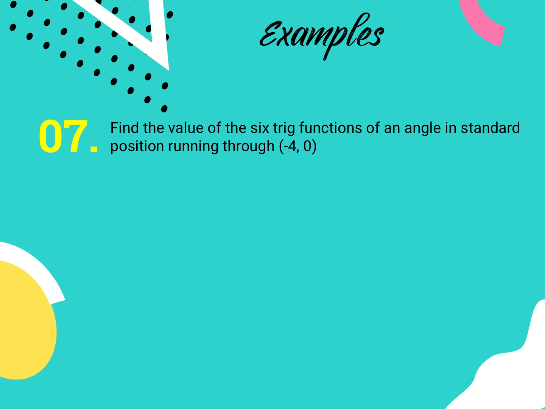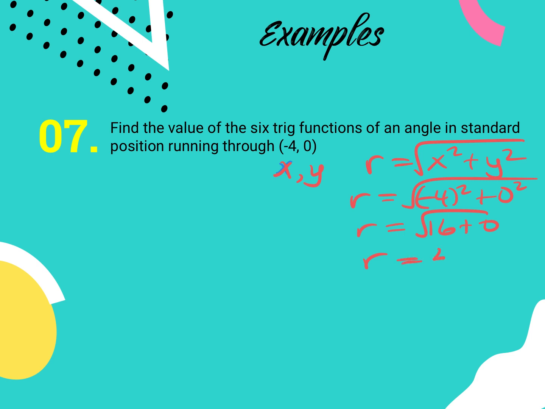So on this one, our order pair, this is our X and our Y. We can still find the R by doing X squared plus Y squared, and then square root it. So negative 4 squared plus 0 squared. This will give me 16 plus 0. And then when you square root 16, your R value is 4. So we have X equals negative 4, Y equals 0.